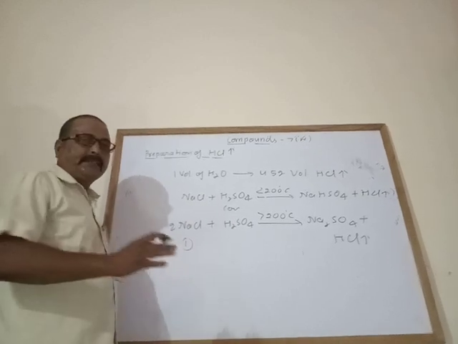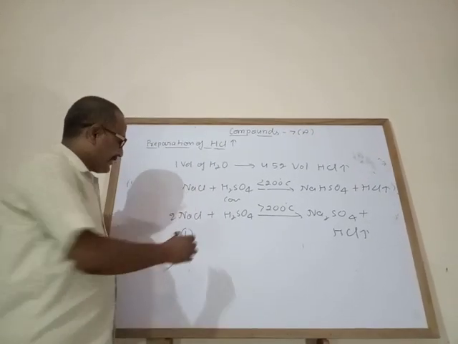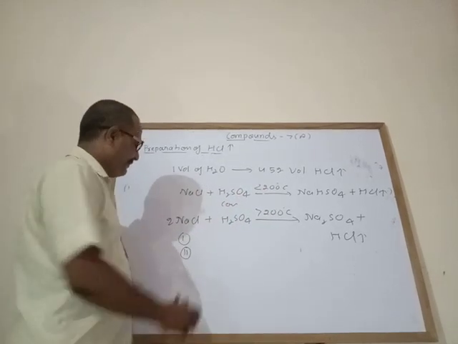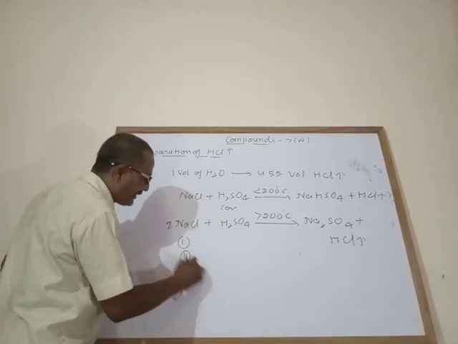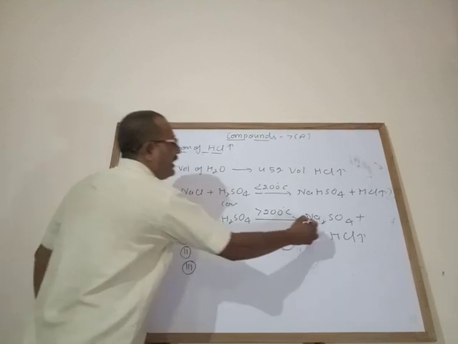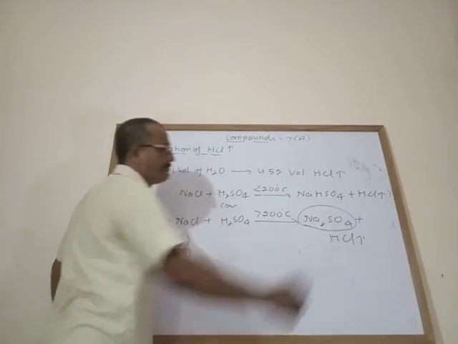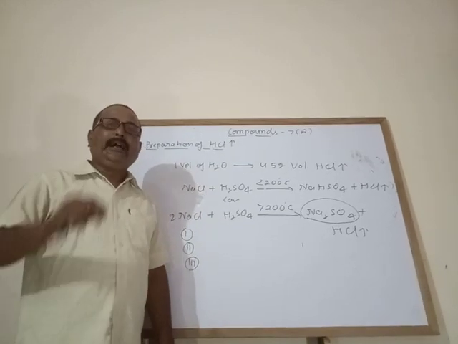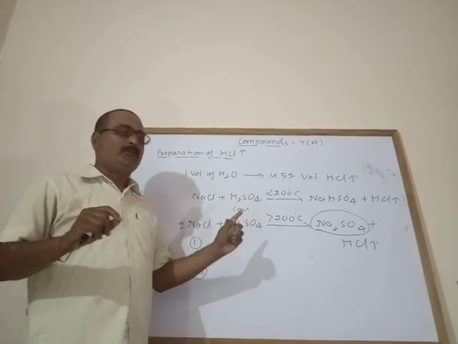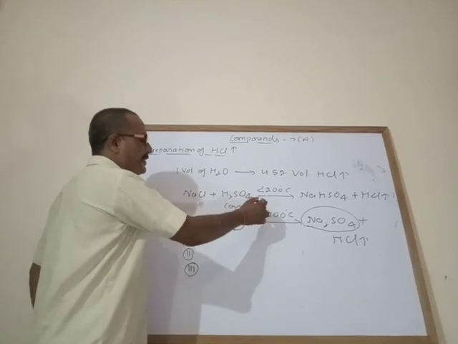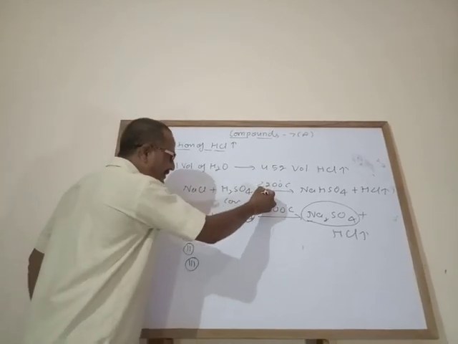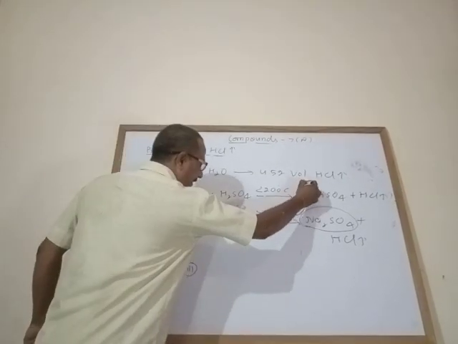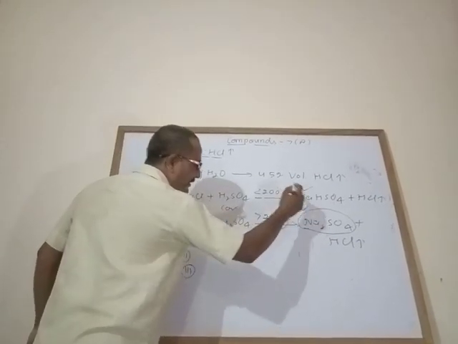Maybe the glass apparatus can crack. Second point, the glass apparatus may be cracked. Third point, the important one, it forms a hard crust of sodium sulfate which sticks on the side of the test tube or boiling tube, and it is difficult to remove. So the temperature should be less than 200 degrees Celsius. Remember that this is an acidic salt, and this one is the normal salt.